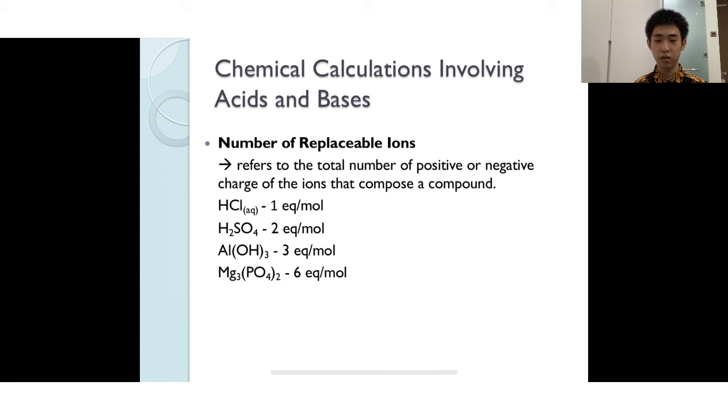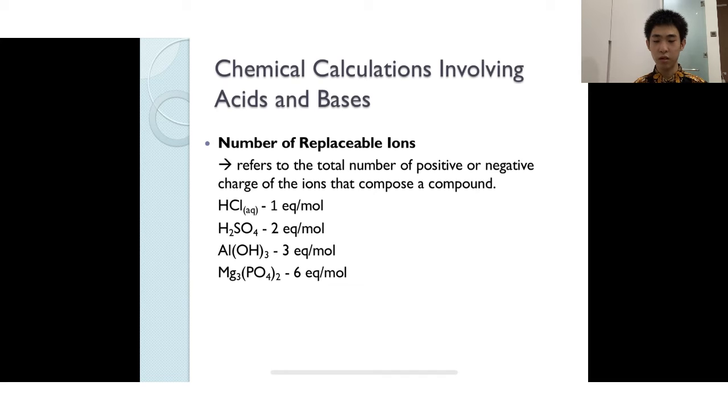So the number of positive or negative charge of hydrochloric acid is 1. So the number of replaceable ions is 1 equivalent per mole. This is the unit, equivalent per mole. The second example is sulfuric acid.